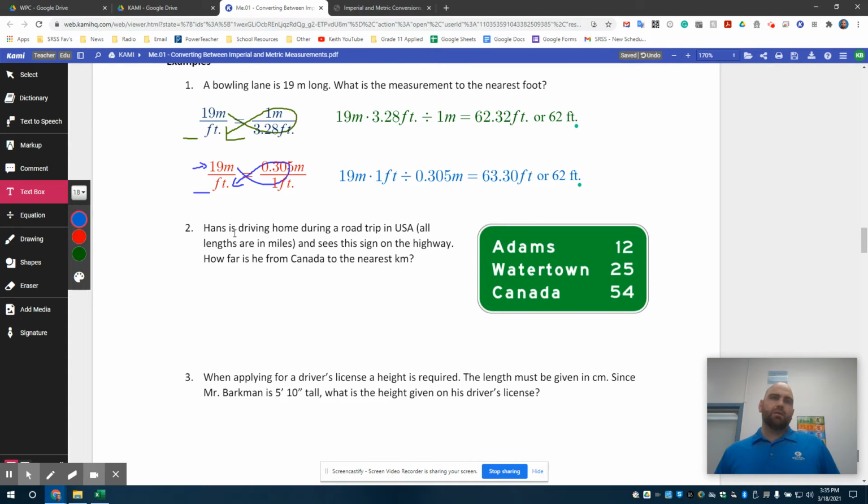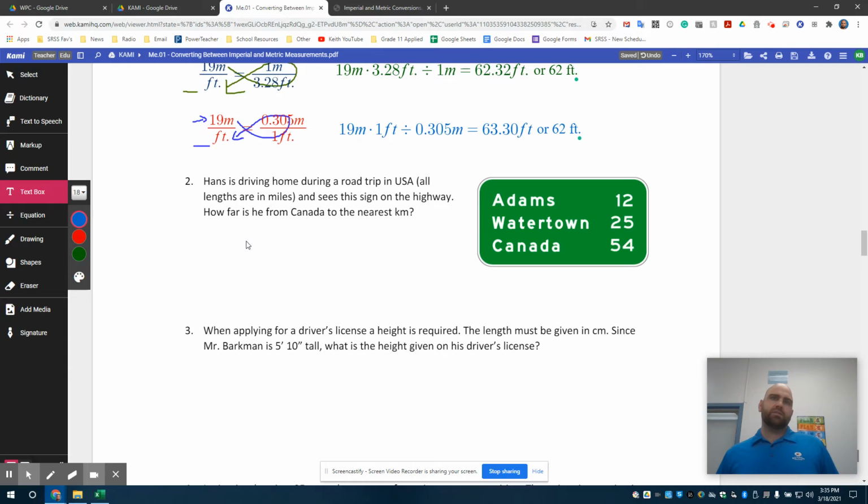All right. Example number 2 here says Hans is driving home during a road trip in the US where all lengths are in miles. He sees this sign on the highway. How far is he from Canada? Well, 54 miles from Canada. So let's, again, set up our ratio.